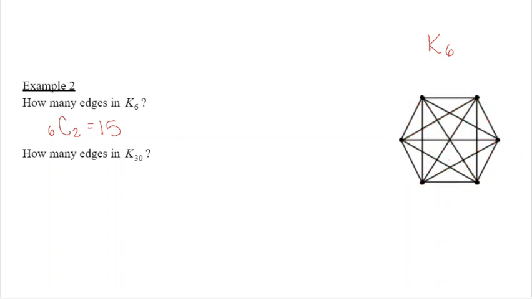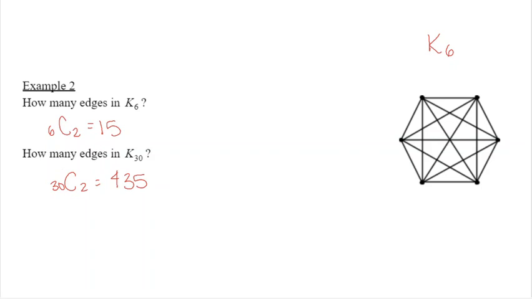If we want to know how many edges are in K30, that would be a lot harder to count on the picture. But we can just do 30 choose 2, which gives us 435, which is a lot of edges.